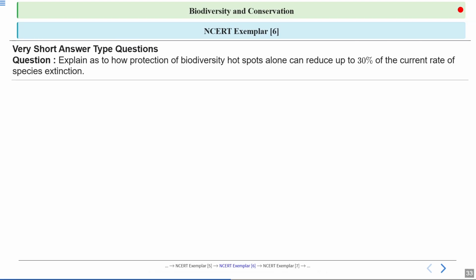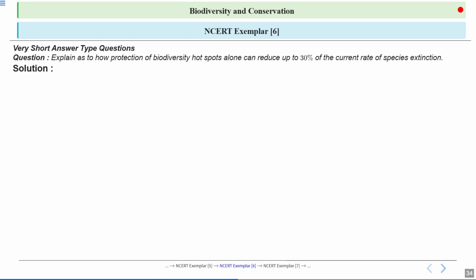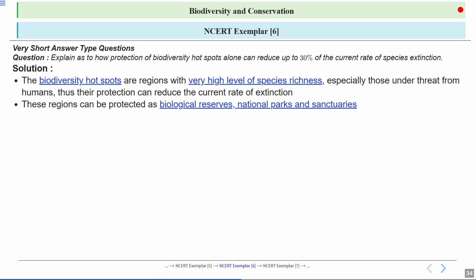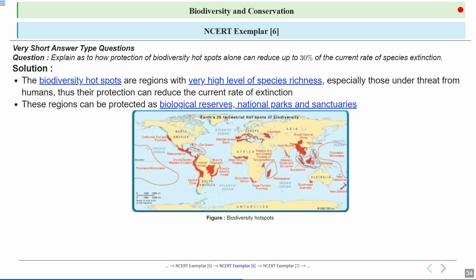Next question, explain as to how protection of biodiversity hotspots alone can reduce up to 30% of the current rate of species extinction. Let's have a look at the answer. Now, the biodiversity hotspots are regions with high level of species richness, especially those under threats from humans. Thus, their protection can reduce the current rate of extinction. These regions can be protected as biological reserves, national parks, and sanctuaries.